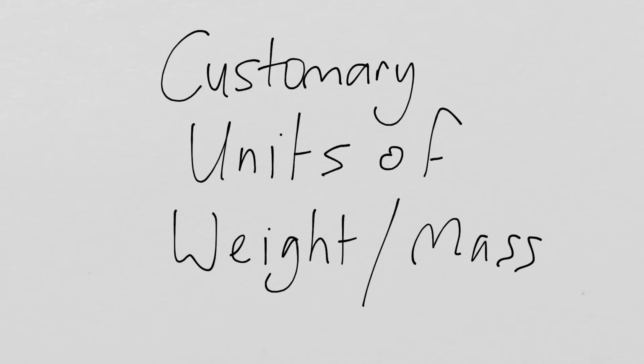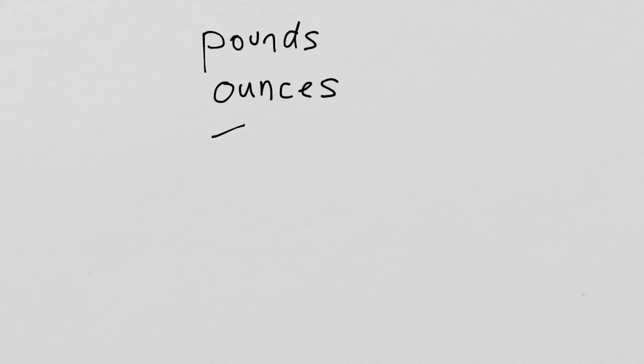In metric units, we're looking at grams. But in customary units, the major units we have are pounds and ounces. So pounds, that would be money in England. But here in the US, it's weight. Pounds and ounces and tons. Those are the three major units. Sort of kind of limited. So the ratios are easy to remember.